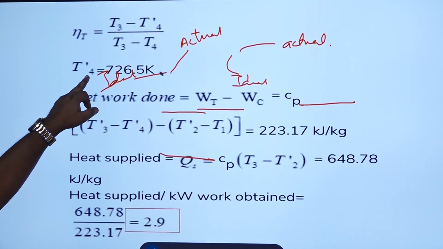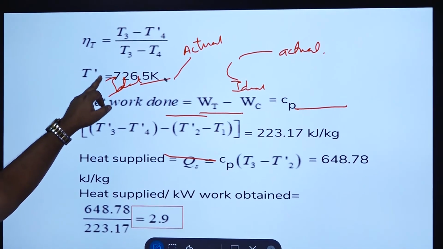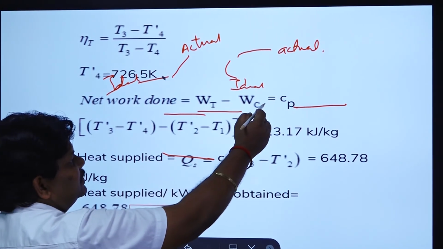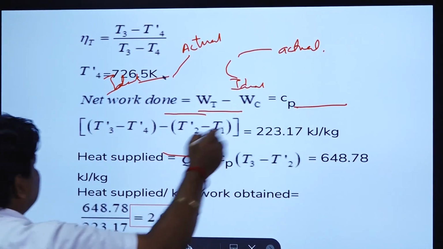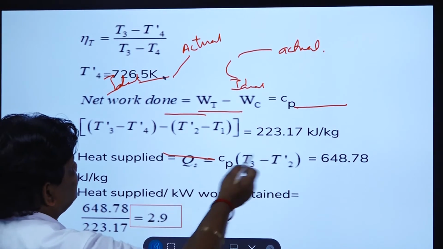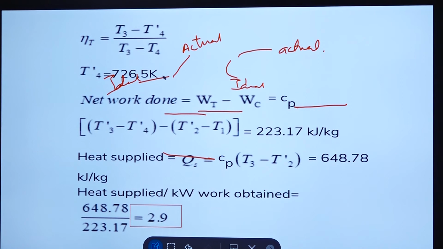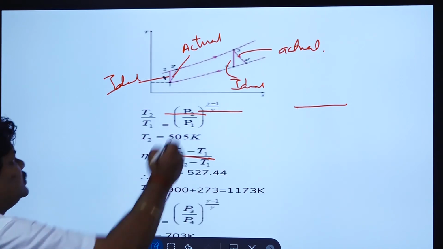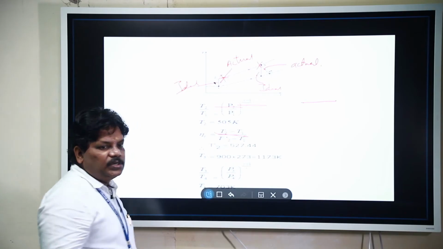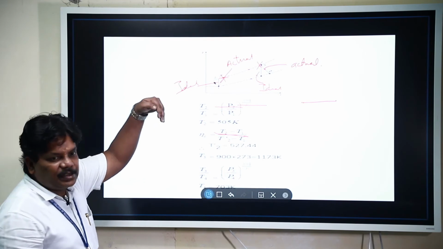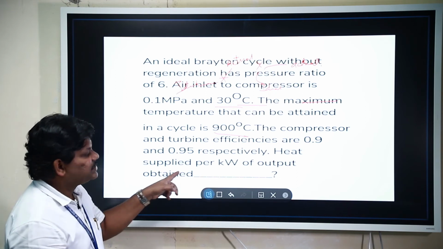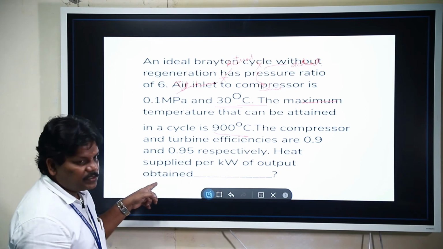So you will get the value of the unknown, that is T4 dash, which is equal to around this much. So the net work done, you know, that is Wt minus Wc, which is equal to the Cp value. So Q is equal to mCp into this delta T, that is T3 minus T2 dash. So that is the heat supplied. How much heat energy is supplied? So from this 3 to 2 dash. Okay, it is not 2, so 3 to 2 dash. So if you find the change in temperature between 3 and 2 dash, you will get the value of this heat that is supplied per kilowatt of output that is obtained.